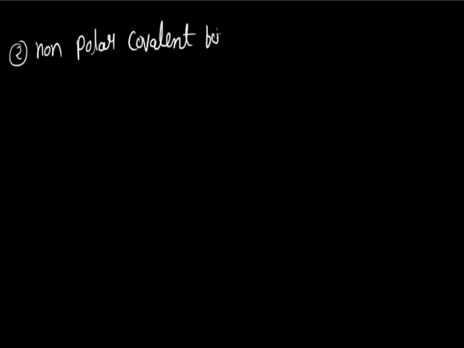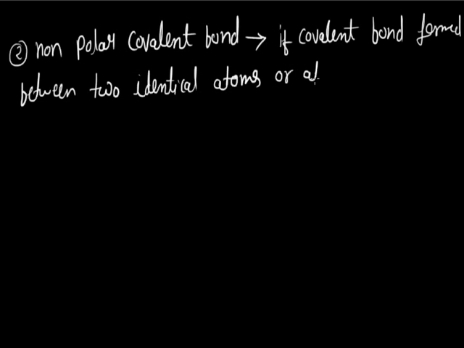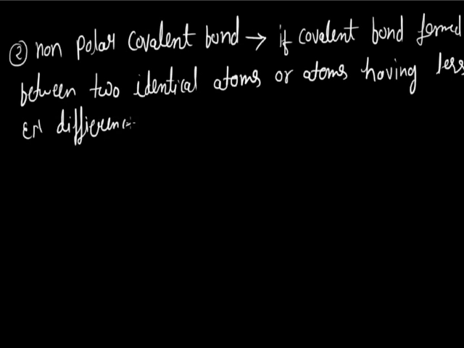Now, the second type in this category is the non-polar covalent bond. If a covalent bond is formed between two identical atoms or atoms having a small EN difference, then it is called a non-polar covalent bond.